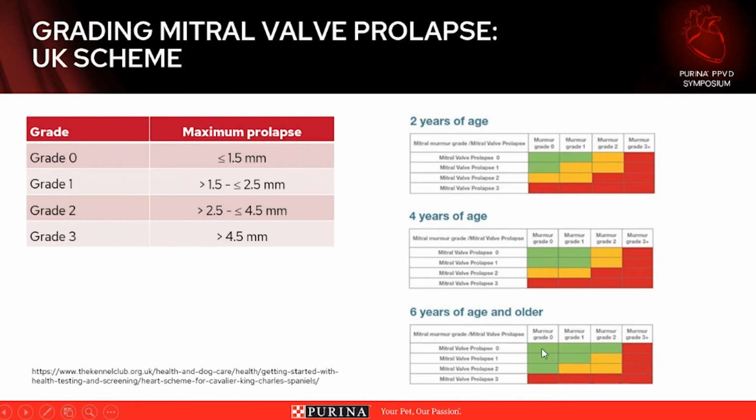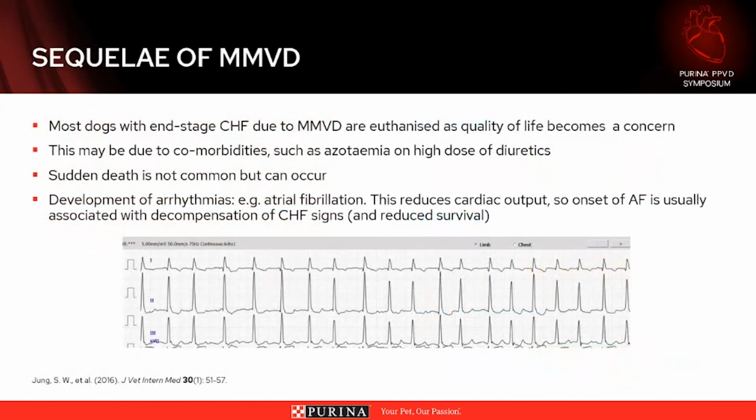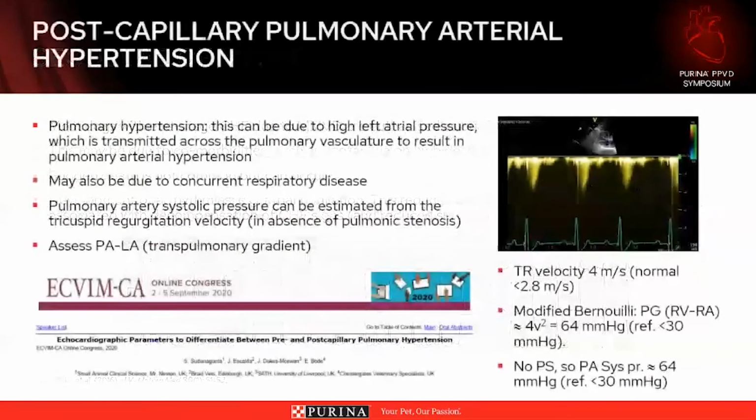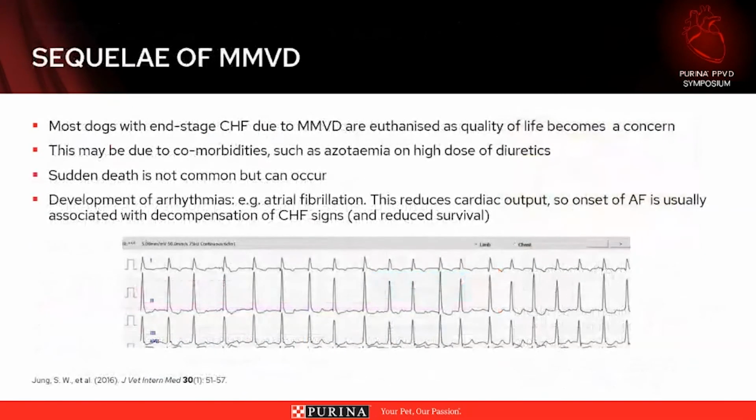So you have a bit more leeway if you're older with minimal changes. There's more encouragement to be used at breeding because you're likely not to have premature onset of mitral valve disease. So we'll need to see how this works as far as the UK scheme is concerned.